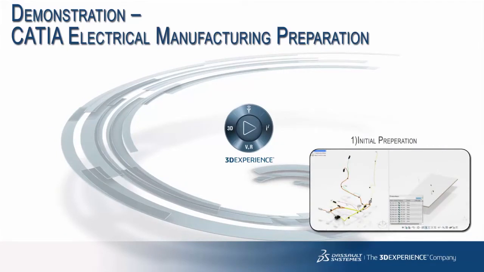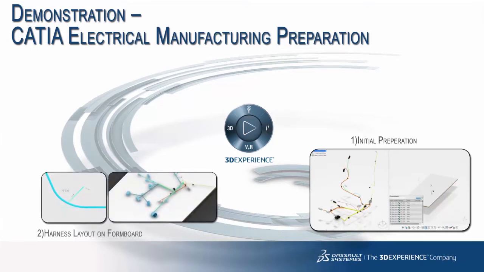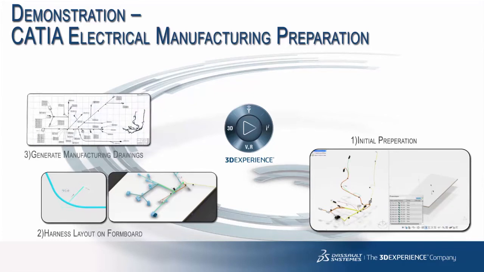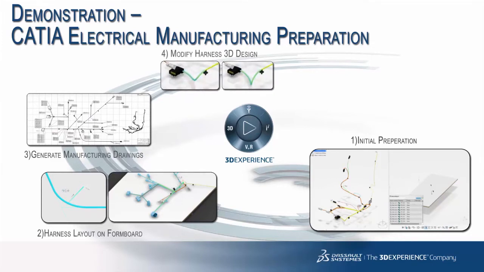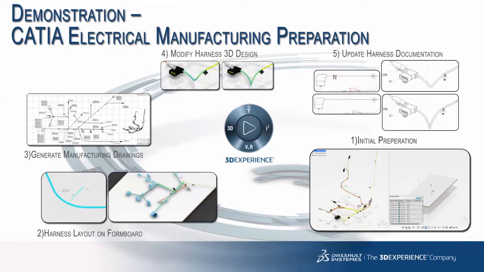If we look at the demo, we first will do an initial preparation, starting with the 3D, creating a manufacturing document which is completely linked to the 3D. Then we lay out the harness on the Formboard using very simple mechanisms, dragging and dropping, to align it and to optimize the layout, generating the manufacturing drawings, and whenever there is a change in the 3D, and we will show this in the demo, we do a modification and we update the harness documentation.